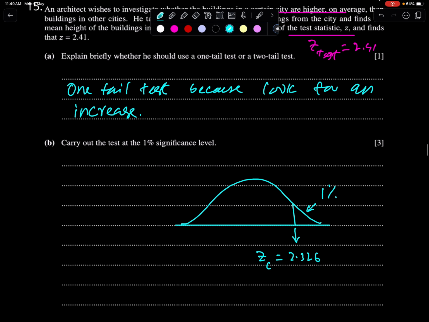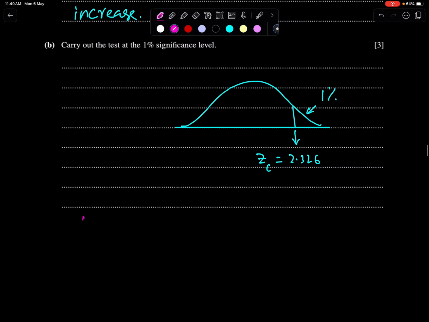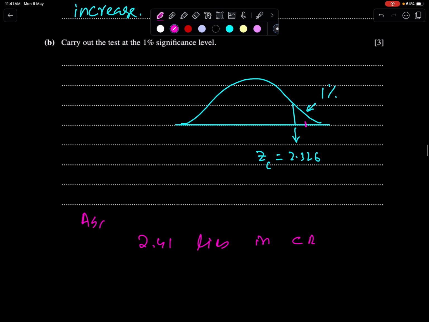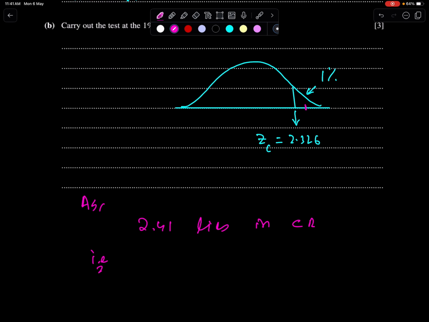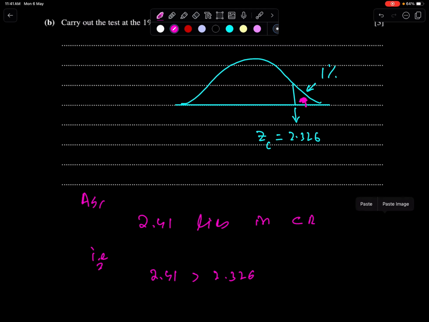And you need to compare these two values. You need to write that 2.41 lies in the critical region. See, 2.41 is here because it's greater than 2.326. Here we reject H0. If the test value lies here, always reject H0. If the test value lies here, then accept H0.